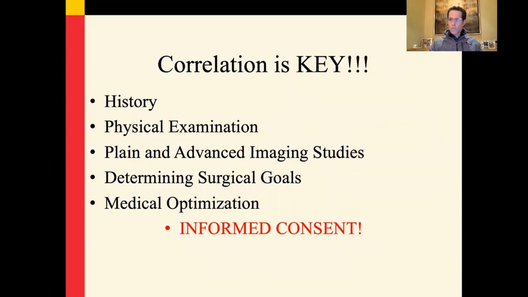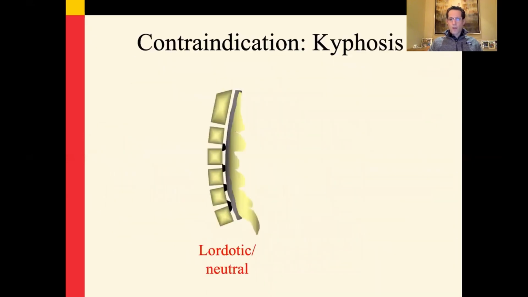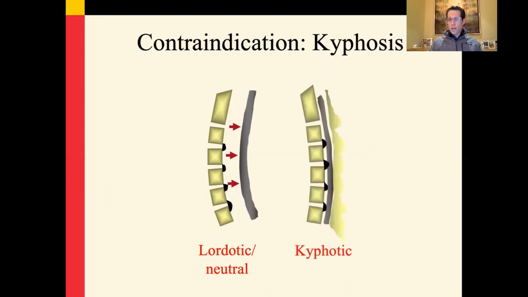Correlating a patient's history, physical examination, plain and advanced imaging studies, determining your surgical goal, optimizing the patient medically, and having an informed consent discussion with the patient is key. Selecting the appropriate approach is usually where your decision-making begins. It's typically determined by the location of the pathology, the alignment of the cervical spine, and the number of levels that are involved. One of the take-home points is that an absolute contraindication to a posterior directed approach is a kyphotic spine, which does not allow the spinal cord to migrate posteriorly when decompressed.